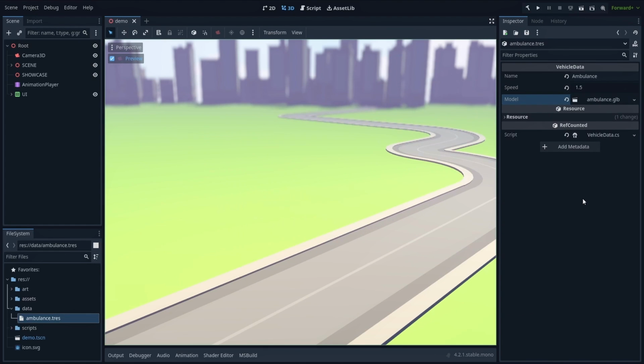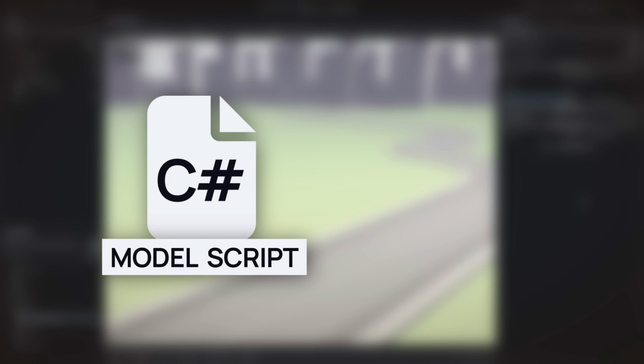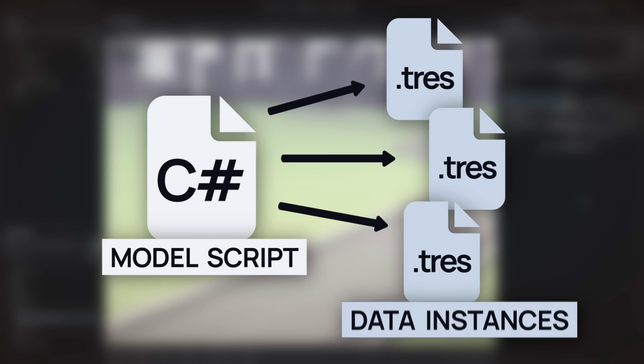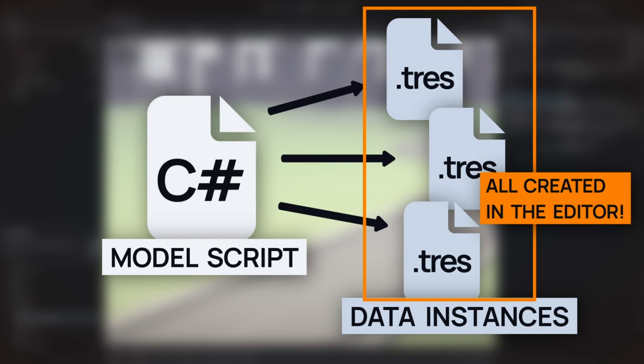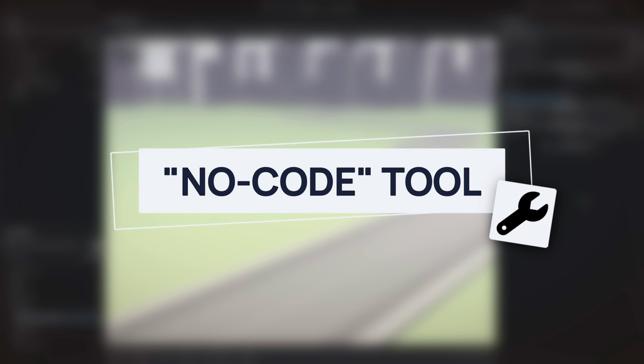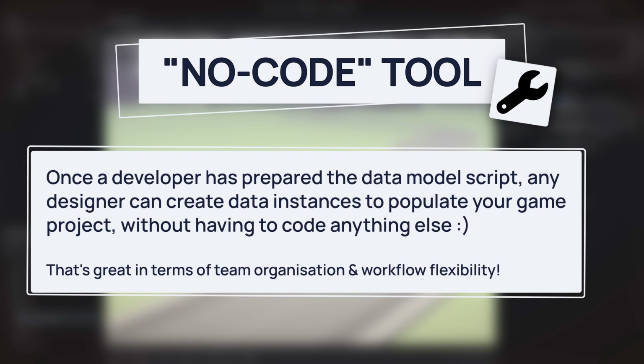Okay, so we now have our custom resource type that we can instantiate to create data assets in our Godot project easily. And now that this C# model script is ready, you see that we can create as many data instances as we want, and all from within the Godot editor. So this is a really cool thing with custom resources. They are easy to work with, and even non-developer designers can use them to populate your project info.